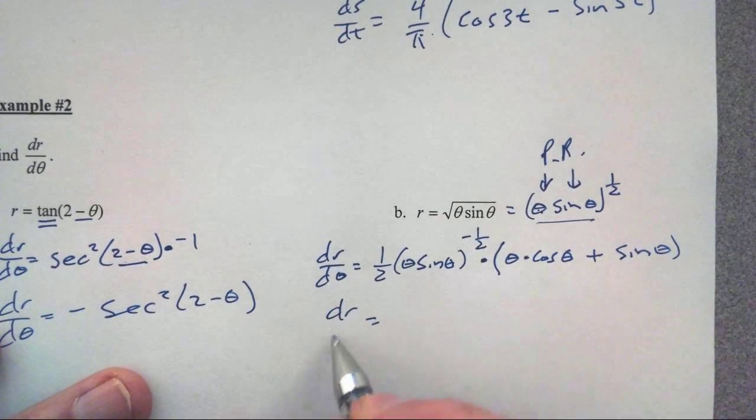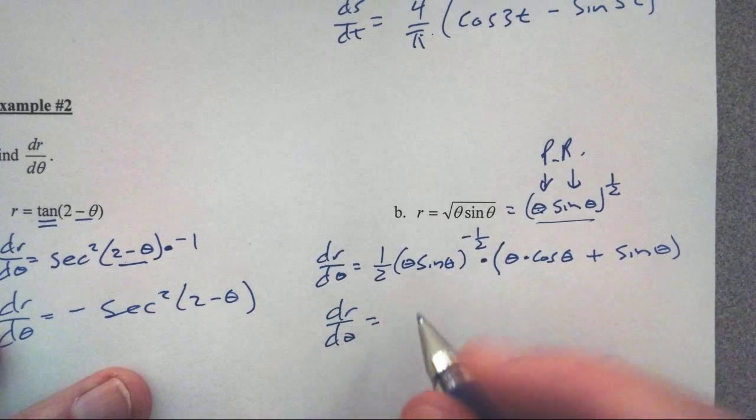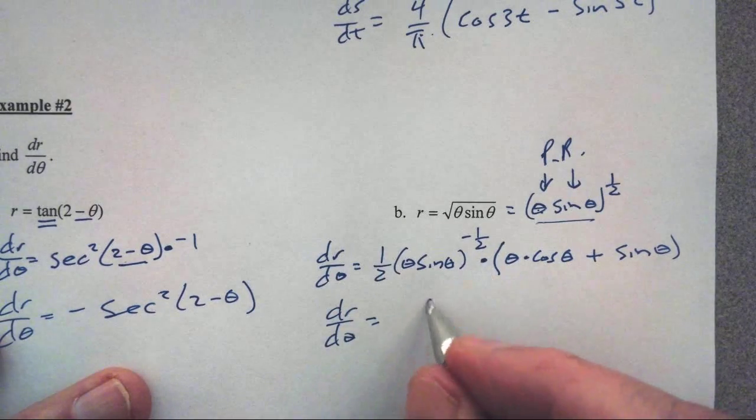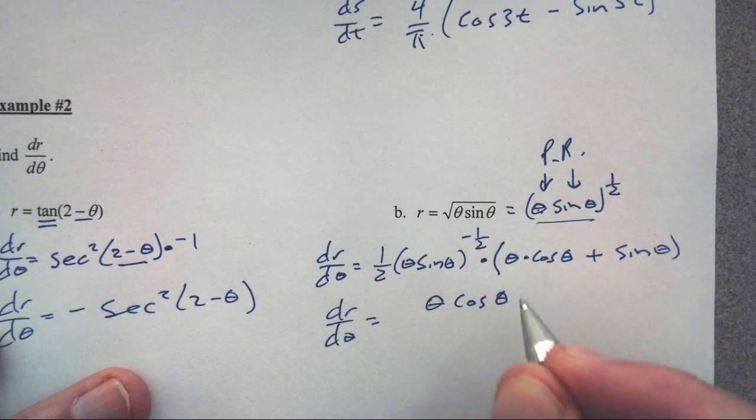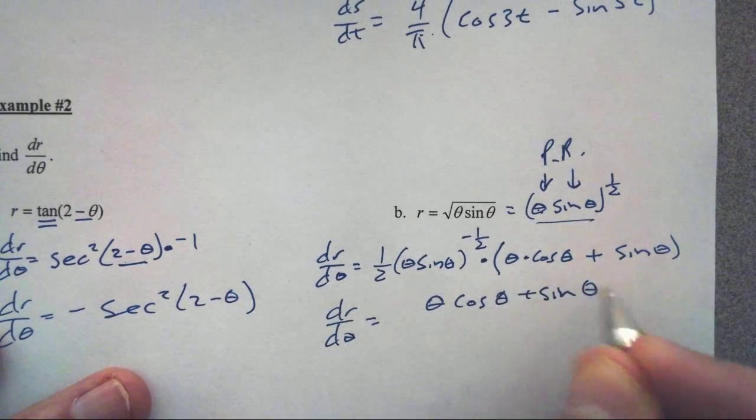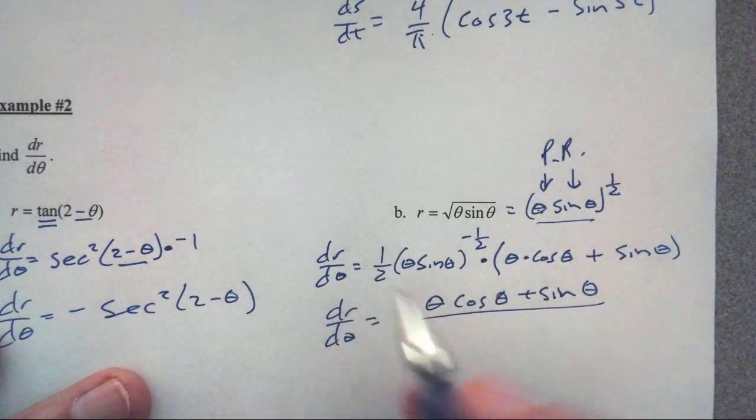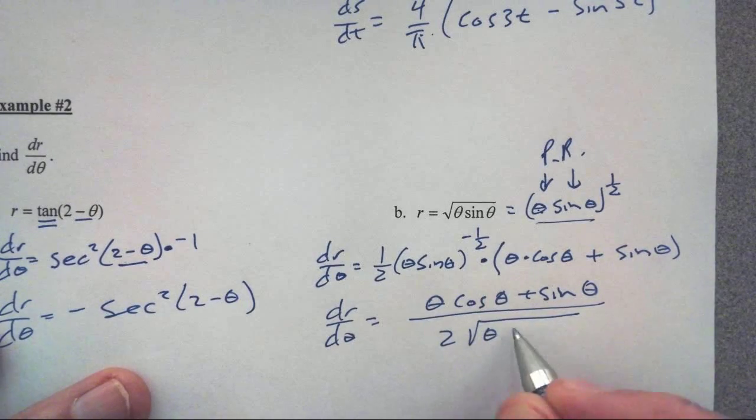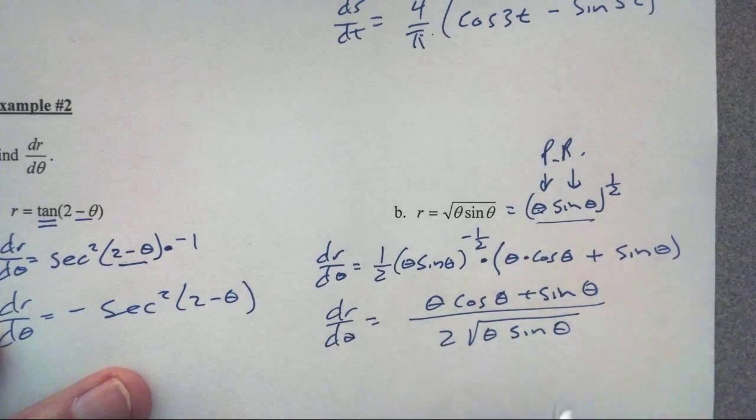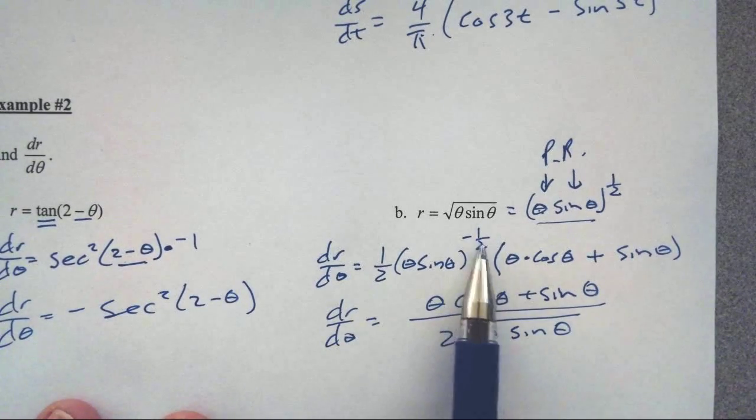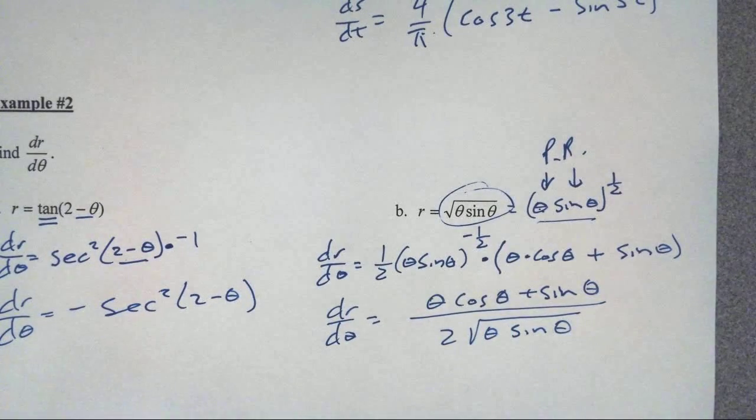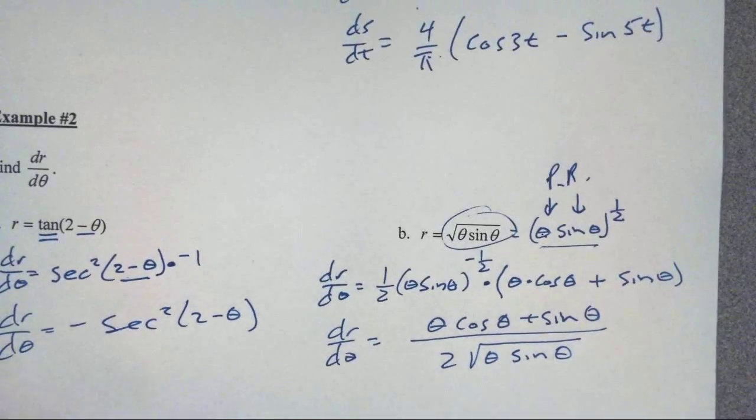Or dr/d theta equals, what stays in the numerator? 1 times theta cosine of theta plus sine of theta. What goes to the denominator? 2 is already in the denominator, and then we have square root of theta sine of theta. And I like using square root down here rather than to the 1/2 because the problem started with square roots, kind of establishing a convention. Okay, let's move on.